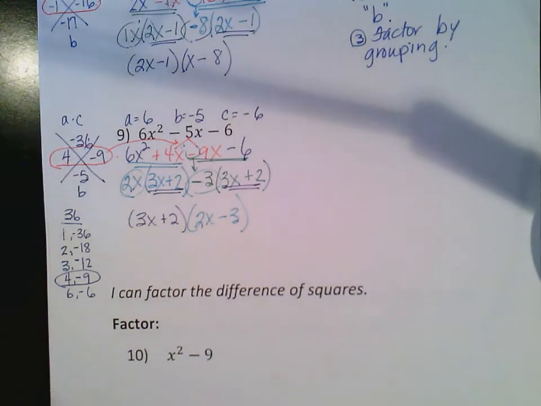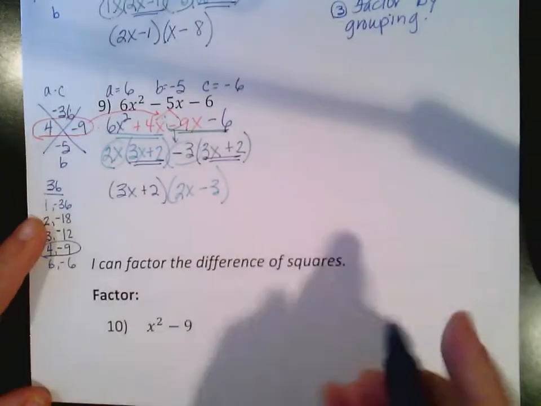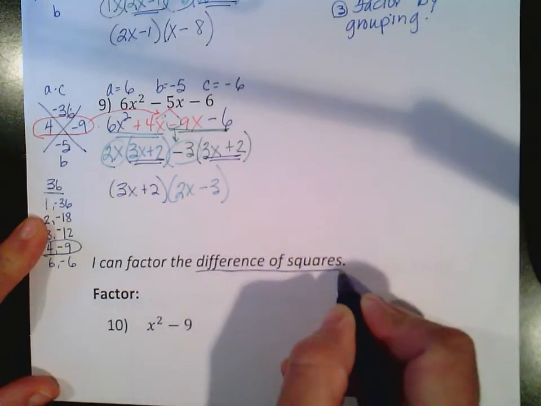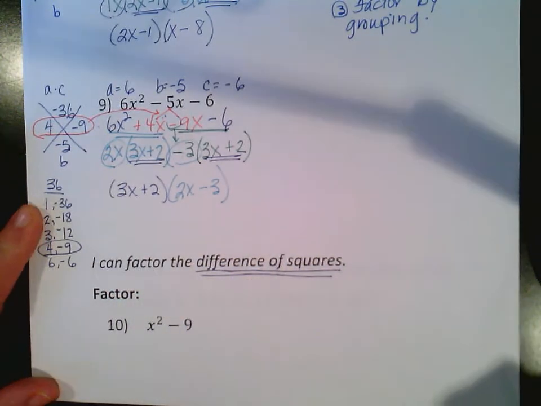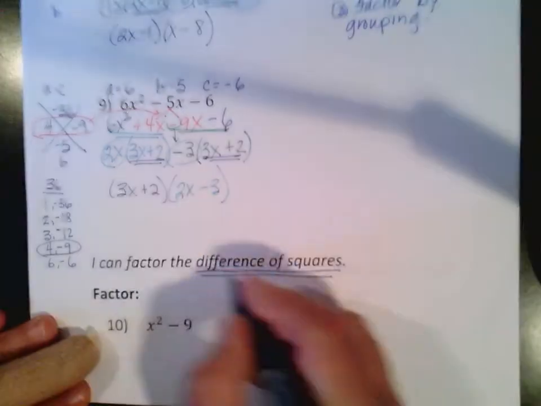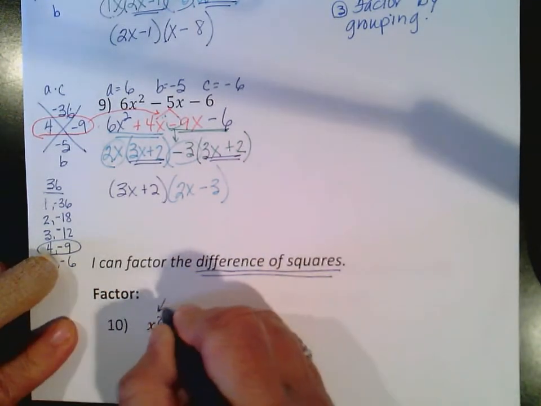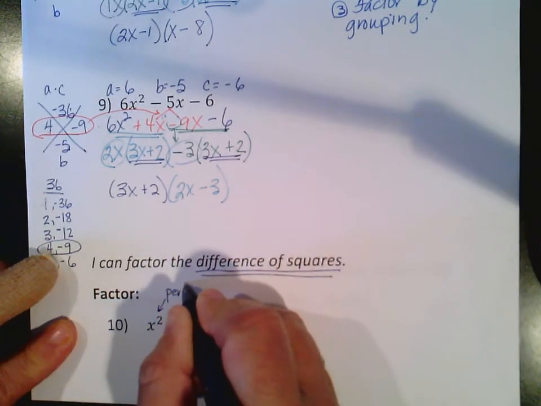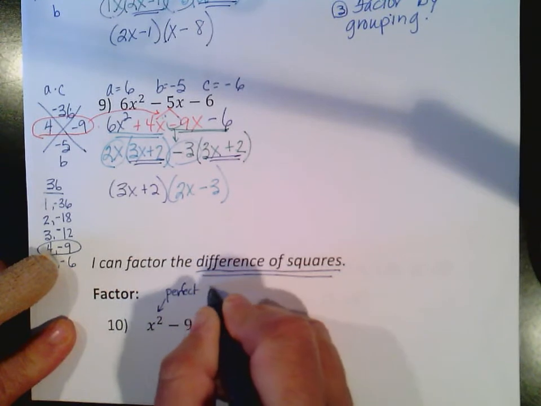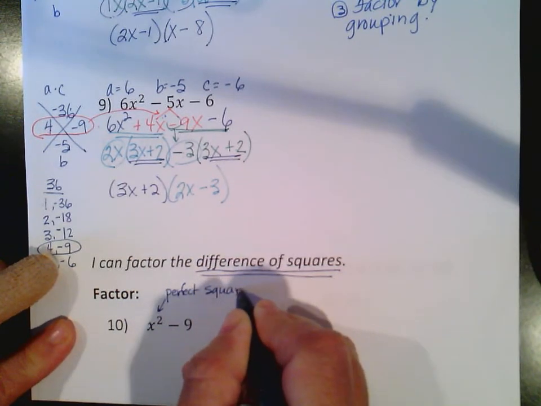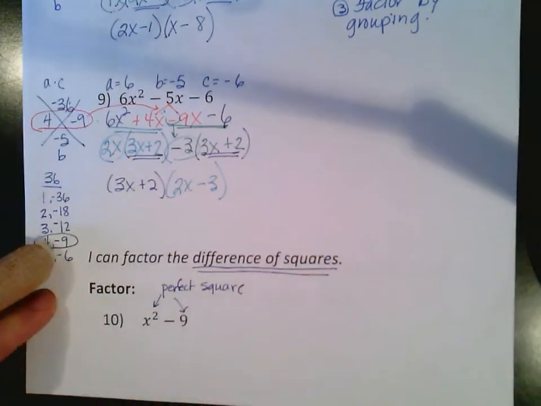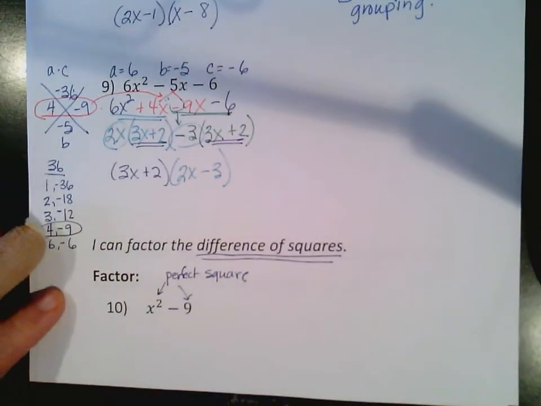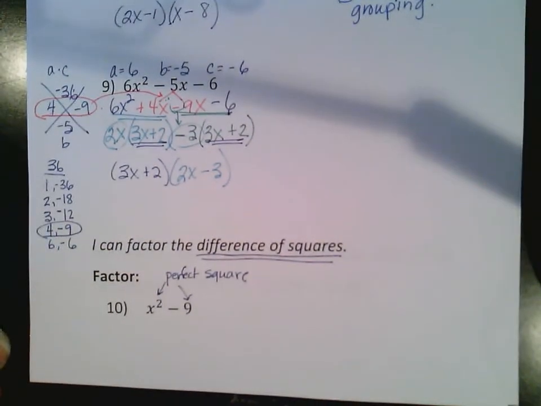Okay, the next special case we have is a difference of squares. And the difference of squares, this is a perfect square. And this is a perfect square. Both of those terms have to be perfect squares. And what that means is there is one thing that you can multiply by itself to get that number.